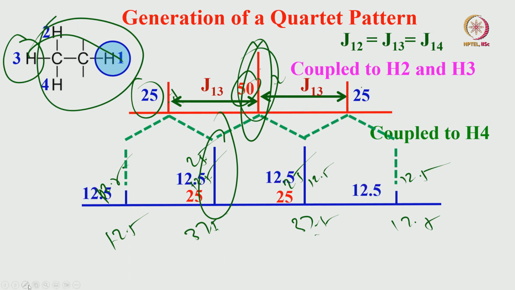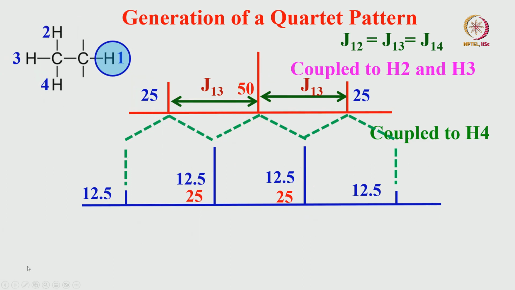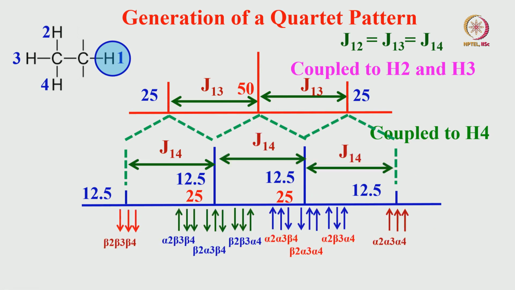This is the intensity pattern you are going to see. So in reality, the four lines are called a quartet, and this separation gives me J14 and J12, all are identical, does not matter. So now the 4 lines come because this is the beta beta beta state of 3 spins, alpha alpha alpha states. This is the way you have to understand.